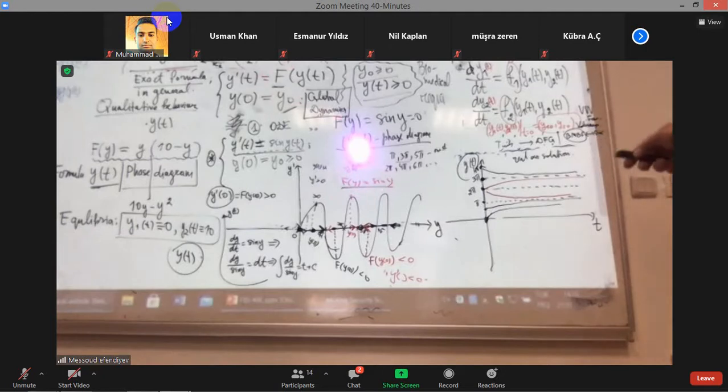Steady state means the right hand side is equal to zero. And we know that the sine of y has approximately such a kind of graph. You see, this is crucial. Due to the form of the first order equation, the right hand side, because we are looking for a solution, you can make such a phase diagram, or some people say phase portrait.